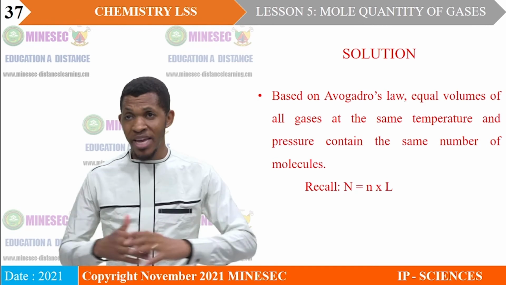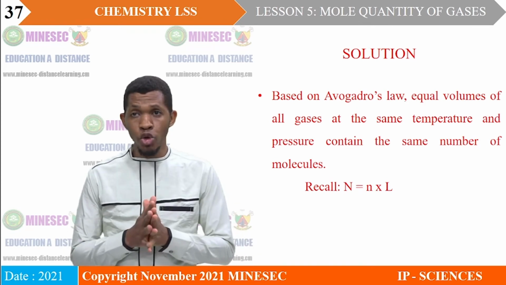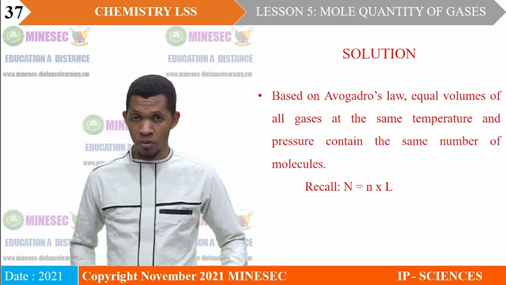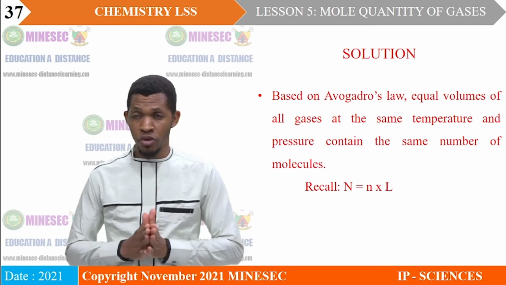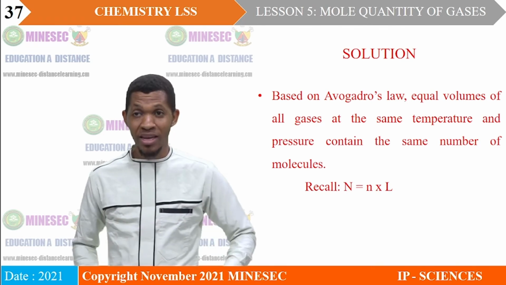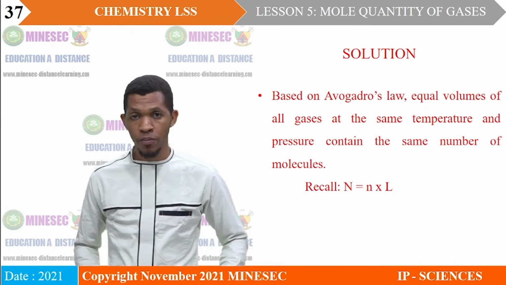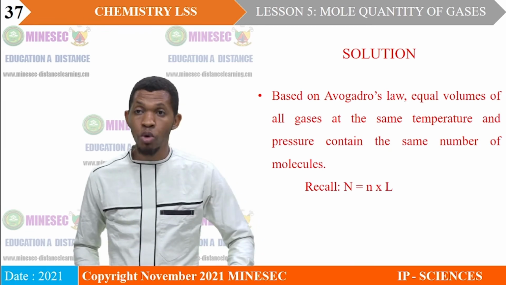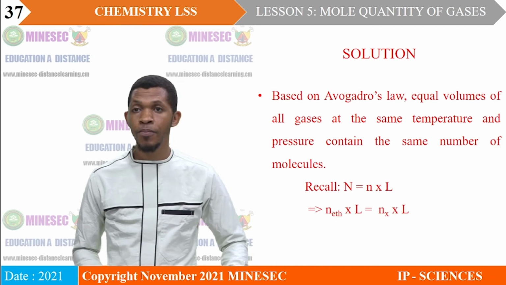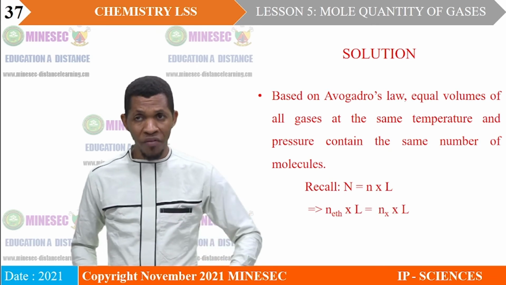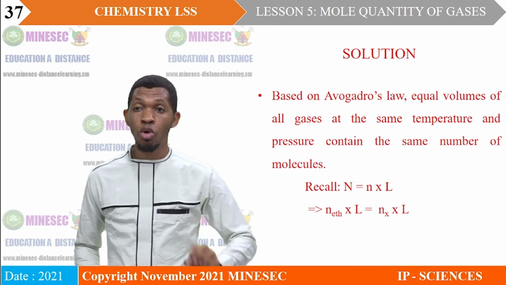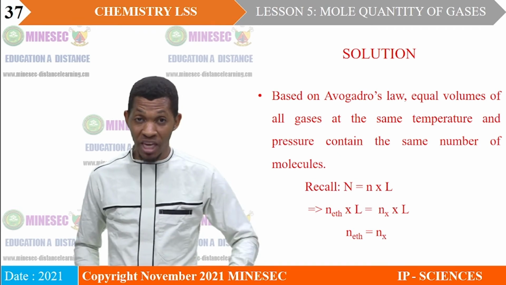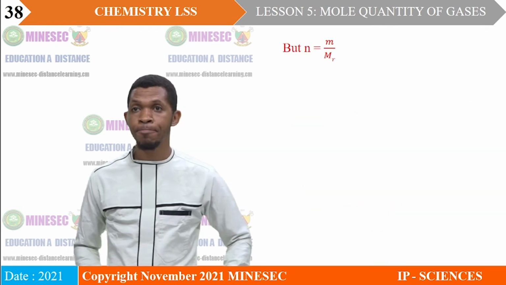Solution. Based on Avogadro's law, equal volumes of all gases at the same temperature and pressure contain the same number of molecules, which means that since the volumes of ethanol and the gas X are the same, they will contain the same number of molecules. Now remember that number of molecules can be calculated using the formula number of molecules is equal to number of moles times Avogadro constant. So it means that number of moles of ethanol times Avogadro constant will be equal to number of moles of the gas X times Avogadro constant. Simplifying, we have number of moles of ethanol is equal to number of moles of the gas X.